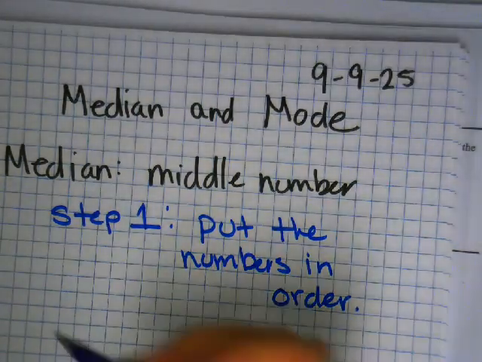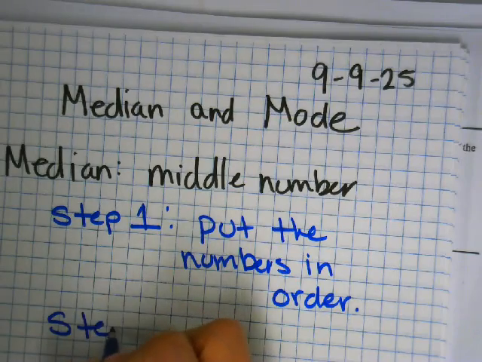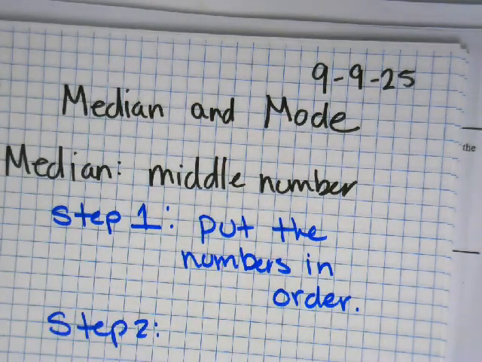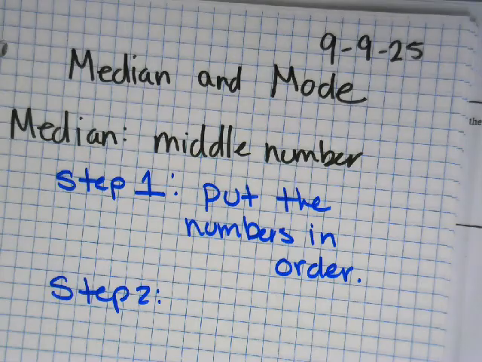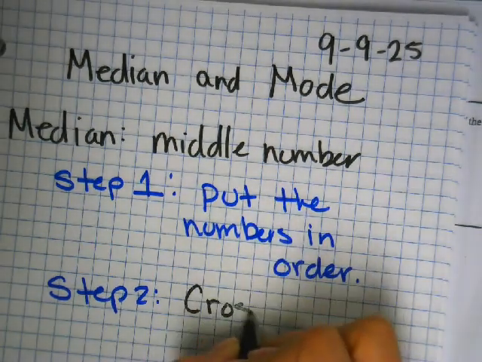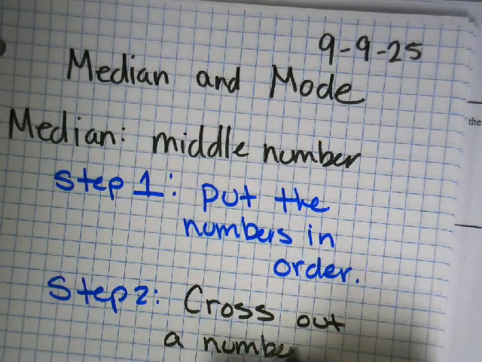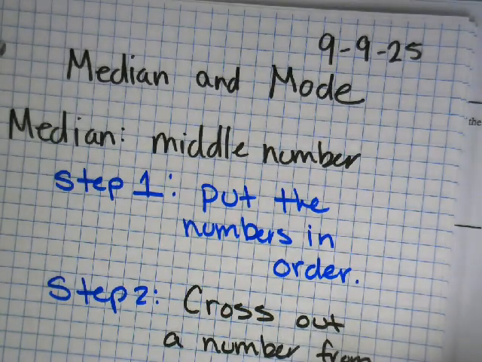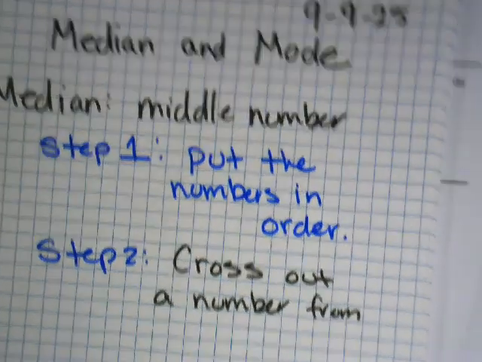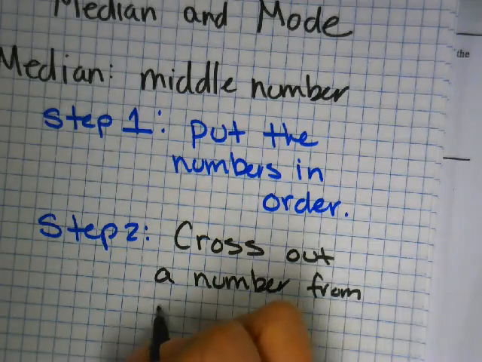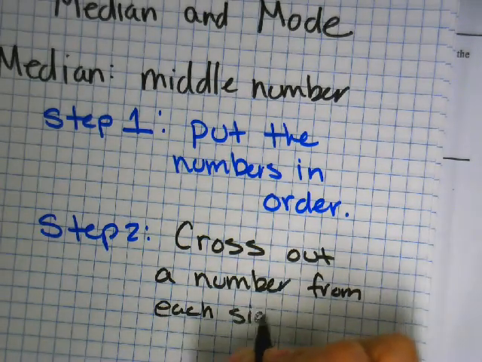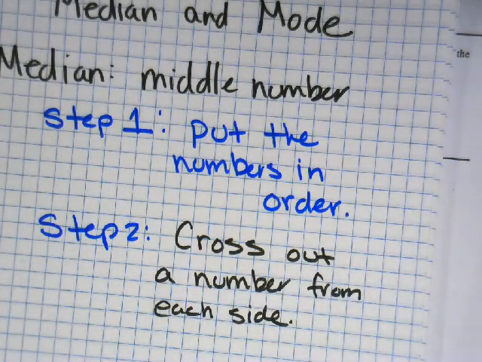Then, help me out, Andrew. What's step 2? How would I find the middle? You have all these numbers in order. You just take one out on each side. Very good. Cross out a number from each side. Does that make sense? Cross out a number from each side. I think I like that definition better than the one I wrote second period.